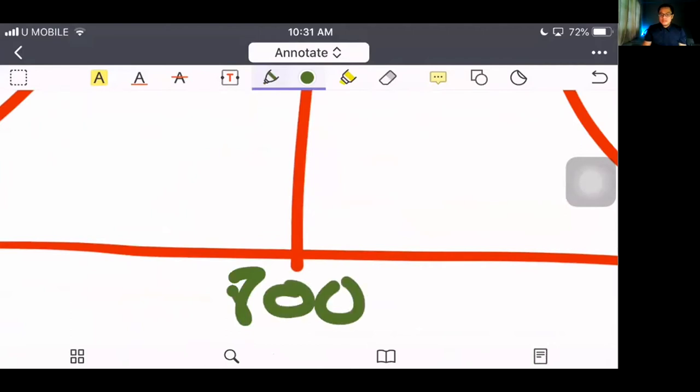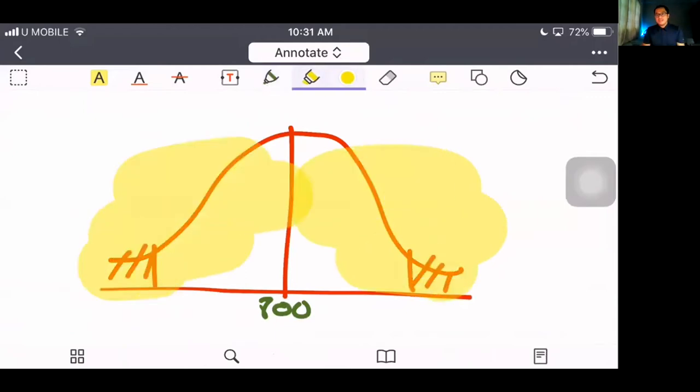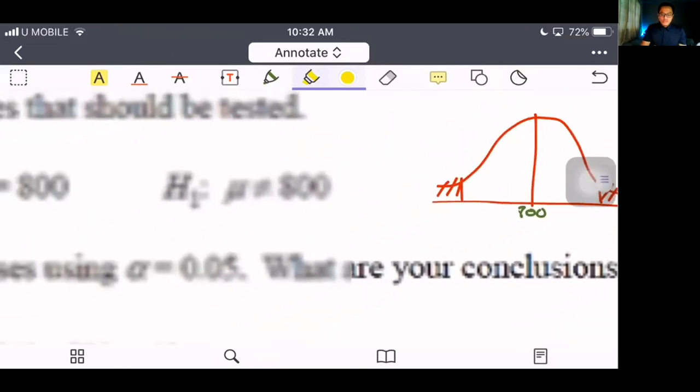That is our 800. So where in this distribution chart is not 800? Of course, it will be this region and this region, left and right. And therefore, it is a two-tail test.